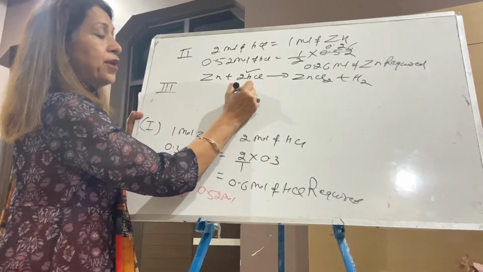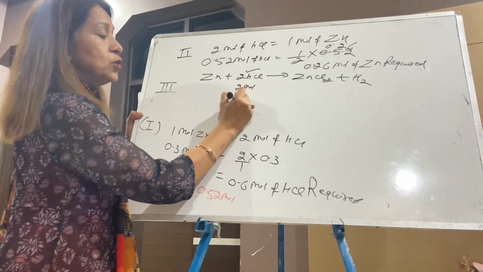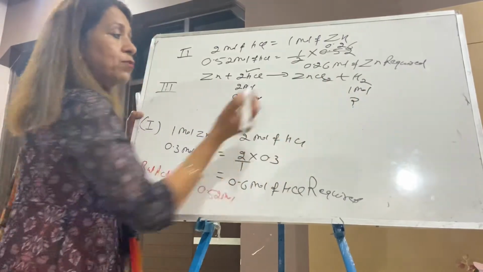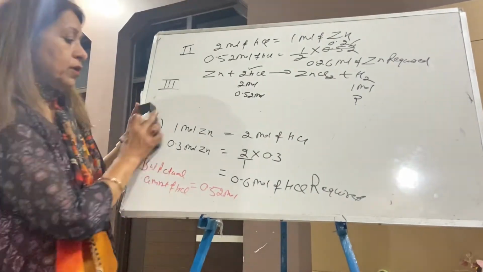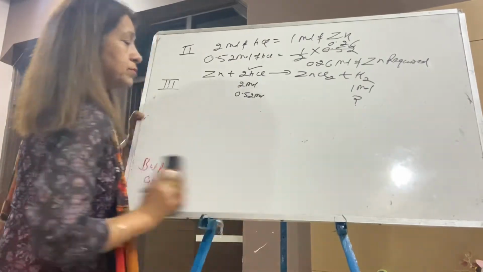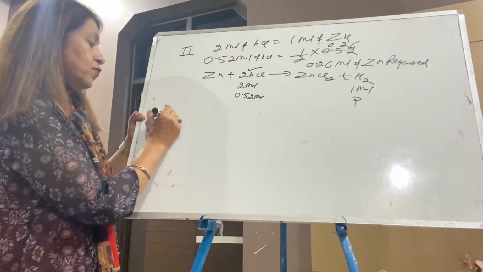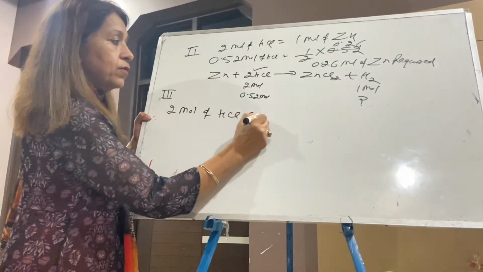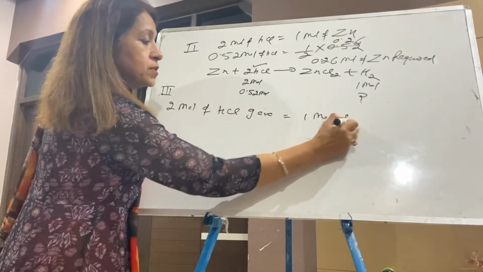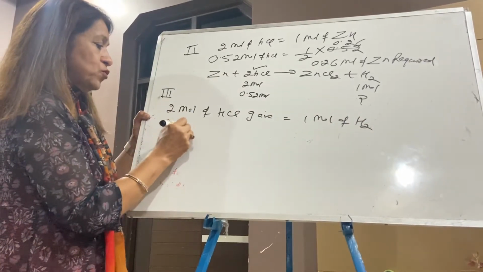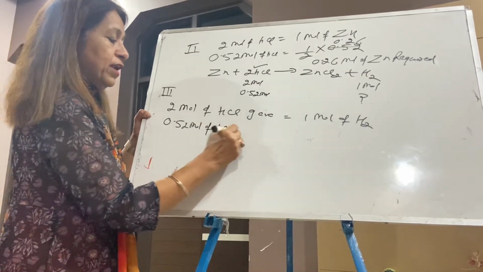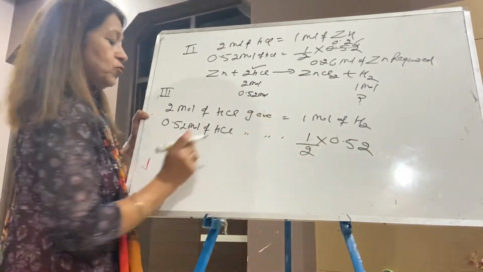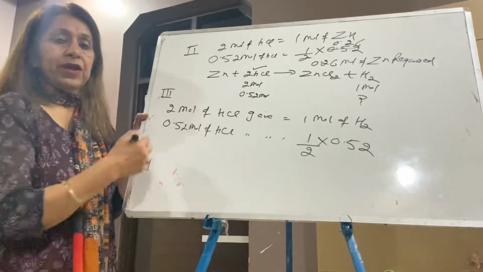Here it is given 2 mole, here it is 0.52 mole, here it is 1 mole, and they are asking how many moles. Now you can calculate easily. Write down third unitary method: 2 mole of HCl gave 1 mole of hydrogen gas. Then 0.52 mole of HCl will give how much? It's 1/2 into 0.52. So that is the answer, very simple. Whatever answer comes, you write this many moles.